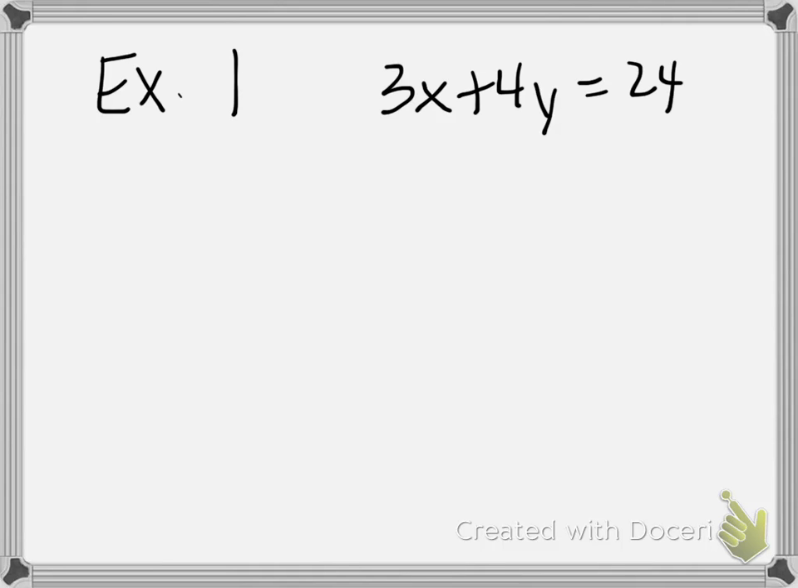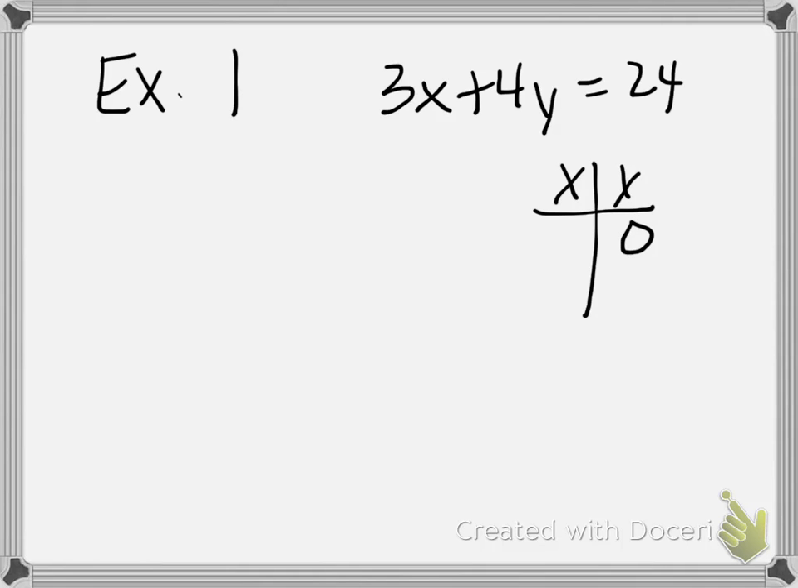Now, for example, we need to find the x and y intercepts for 3x plus 4y equals 24. And this is going to be real simple. We just need to find out what our x and y intercepts are. So the easiest thing for you guys to do is simply plug in 0 for x or 0 for y, depending on what you're solving for.